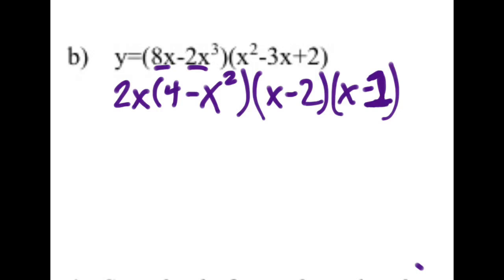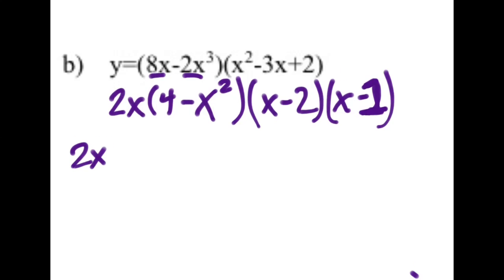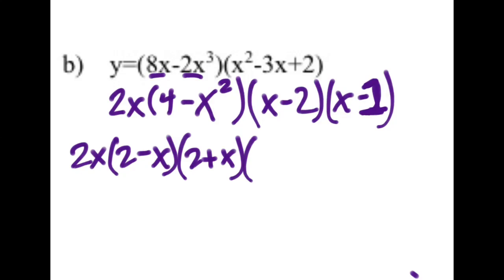And if you look at that factor 4 minus x squared, that is actually a difference of squares. So we can factor that as well. So we're going to get 2x times (2 minus x) times (2 plus x) times (x minus 2) times (x minus 1). And let's clean this up a little bit.